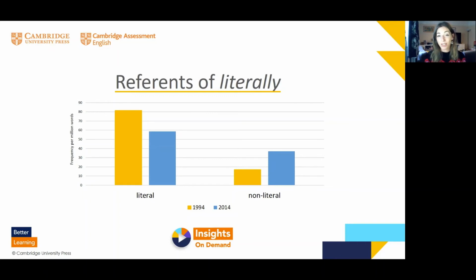You may have been intuitively aware of this trend before now, but we can see from the evidence and from the data that this is actually happening and something that learners are likely to encounter when they're communicating in English out in the wild.